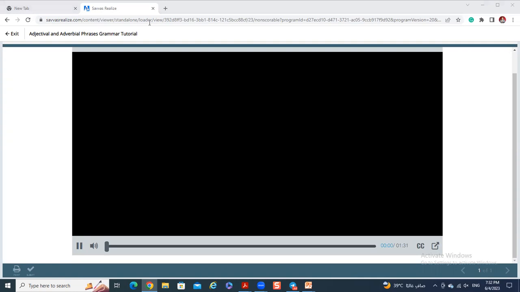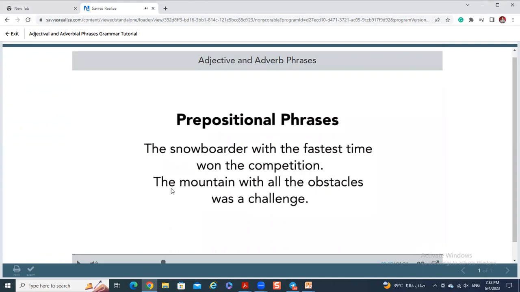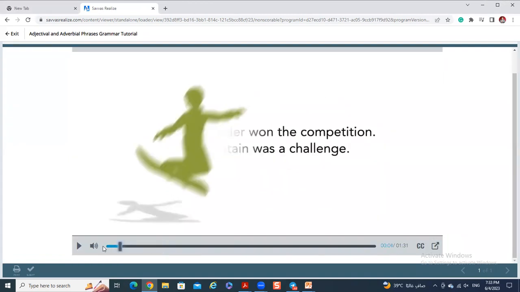Adjective and adverb phrases. The snowboarder won the competition. The mountain was a challenge. Wait, I should clarify those statements. The snowboarder with the fastest time won the competition. The mountain with all the obstacles. Those two prepositional phrases.